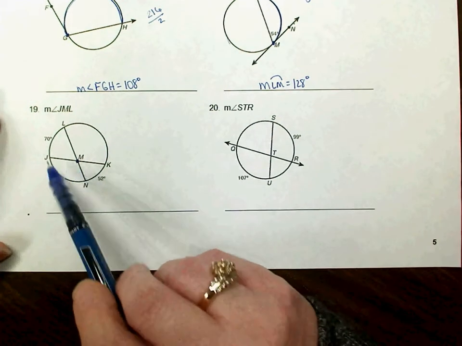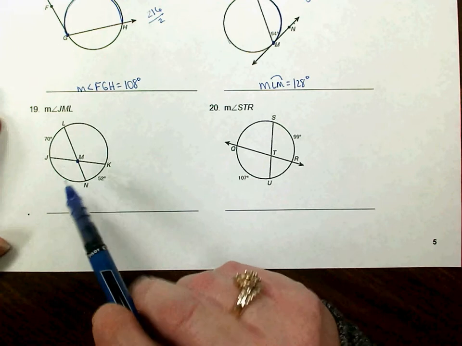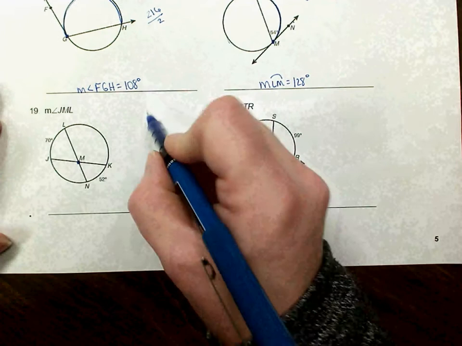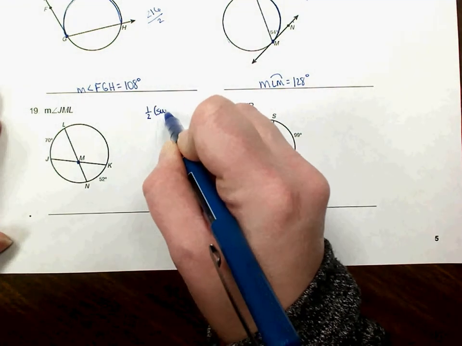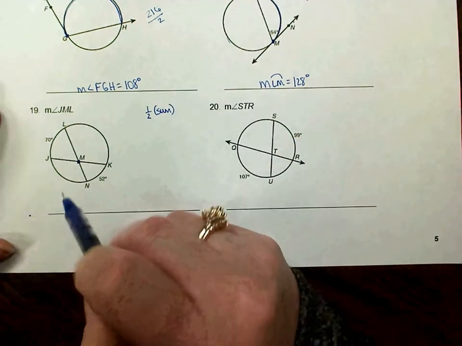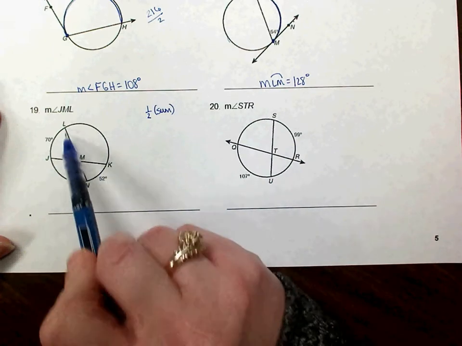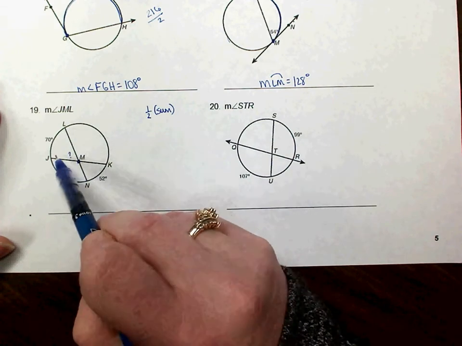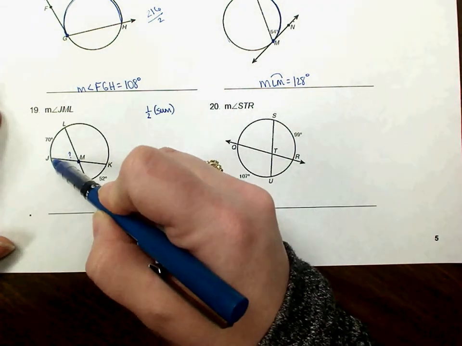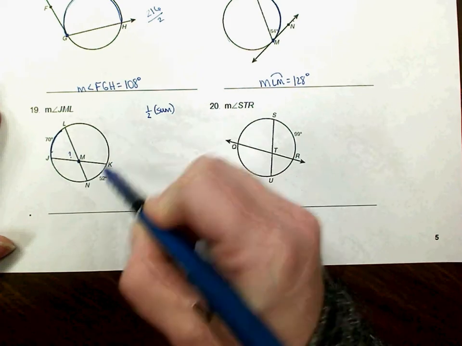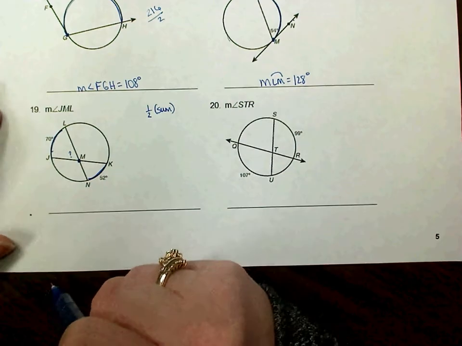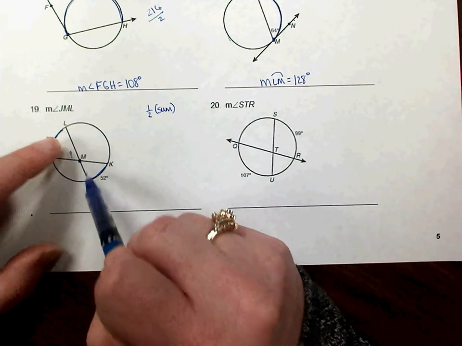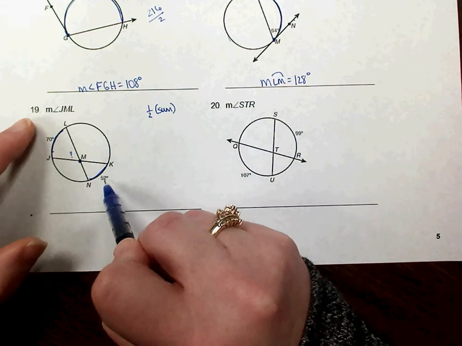So the rule is when the vertex is inside the circle and it's not the center, then to find the angle measure, you're going to find half of the sum of the two arcs formed by that angle. So these two chords intersect to form the angle that we're trying to find. And so when you look at those two chords, the arcs that are inside those chords are JL and NK. So to find either one of these angles, because they're vertical angles, so they're going to be congruent, to find them you're going to find half the sum of these two arcs.